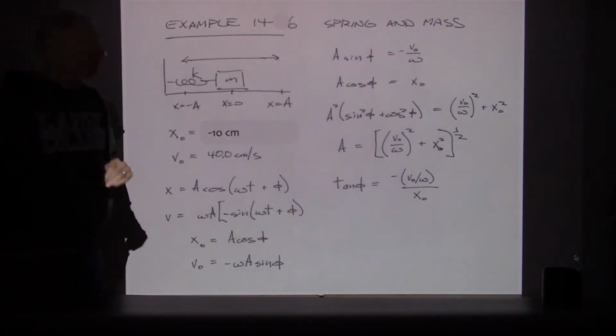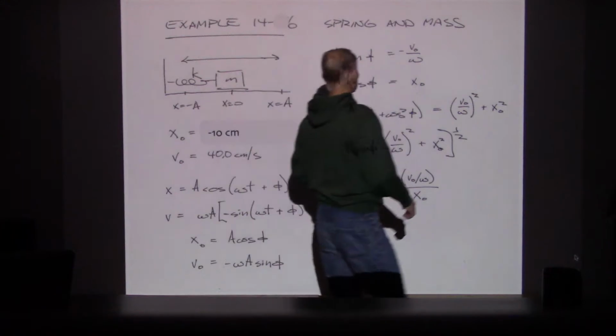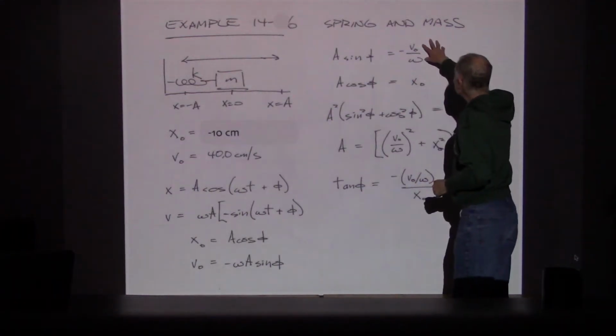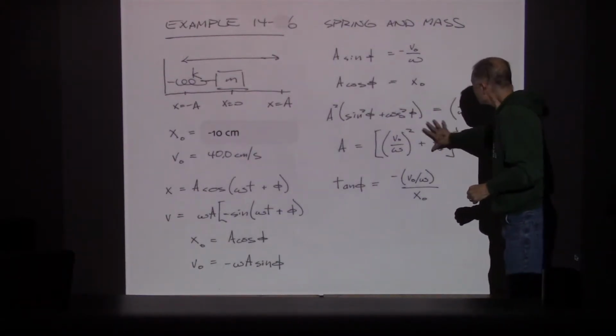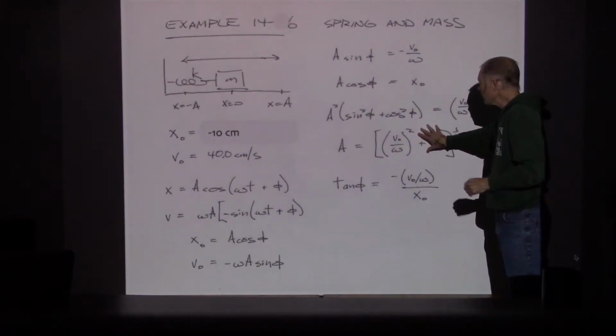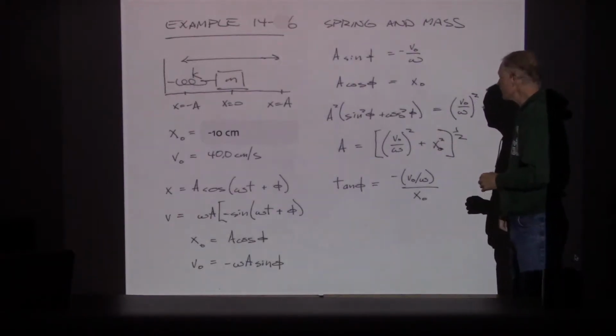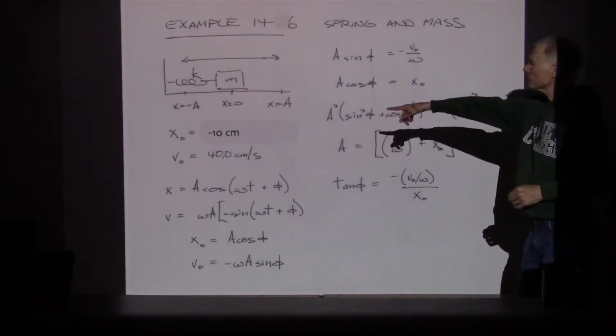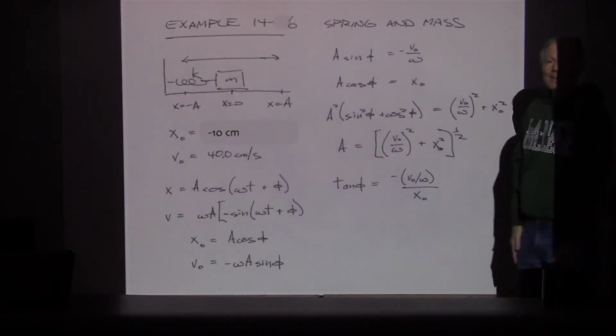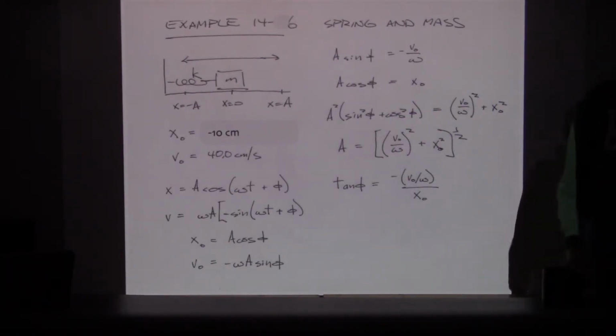So tan of the phase angle is going to be given by minus v naught over omega, divided by x naught. Now this formula we said is completely reliable. I can put in the v naughts and the x naughts. Notice these are squared, so if those signs reverse, it doesn't affect the calculation of the amplitude.